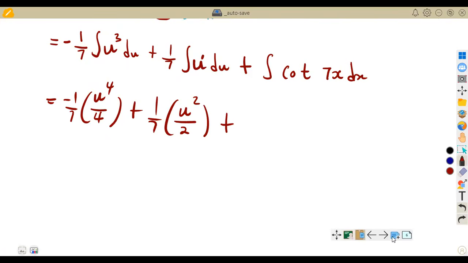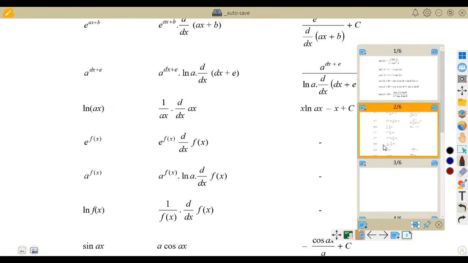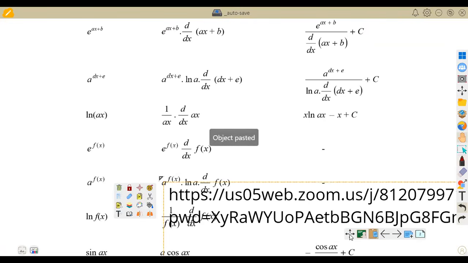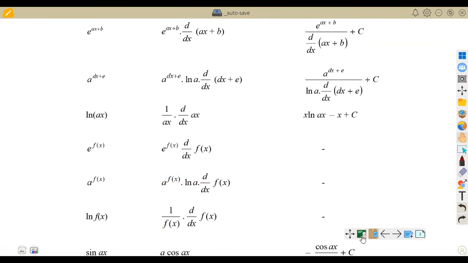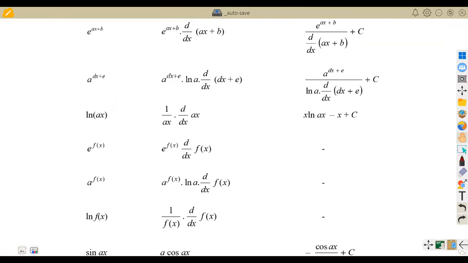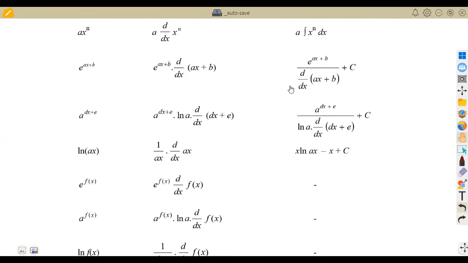From our formula sheet, let us just hope I have this part. Let me try to show you guys the integral of cot. How do you take the formula? I'm going to rewrite it again, but I want you to see how you take it. Do we have a cot here? The integral of cot, sorry for that. Where is a cot?